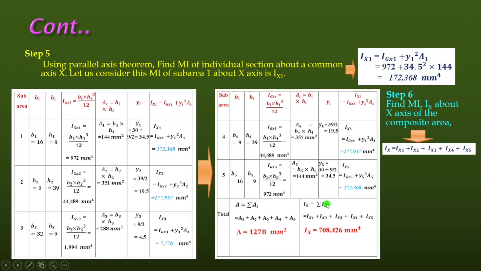And adding it, what are we getting? Ix. Means area moment of inertia about x-axis. Total area moment of inertia of the entire area about x-axis. Simply add it. So adding, we are getting this. And then what's the total area? This is the total area, just add it.